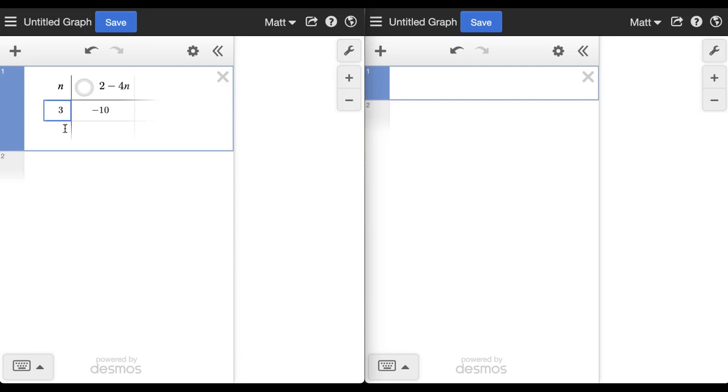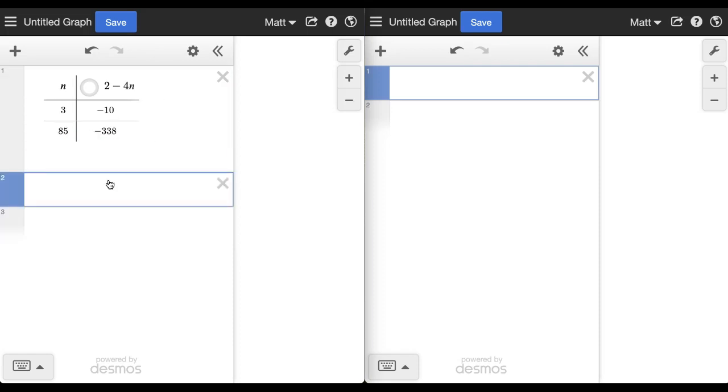Okay, so there's an offset of what n value you start at. You're not starting at n equals 1. You're starting at n equals 3. So this is basically your first term, -10. That's when you plug in n is 3. And your last term should be when n is 85. That would be -338.